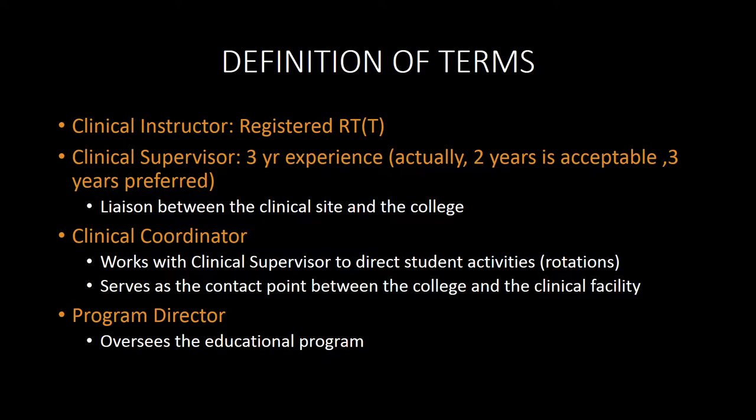Next is the clinical coordinator. This person is a college employee that works with the clinical supervisors to direct student activities and rotations. They give the clinical supervisor some guidance on how to direct student activities and where to send them for their rotations. They also serve as the contact point between the college and the clinical facility. So if there are questions or concerns along the way, the clinical coordinator of the college is the go-to person at the college to contact. And then there's the program director, the person that oversees the whole of the educational program. So that's kind of it in a nutshell.